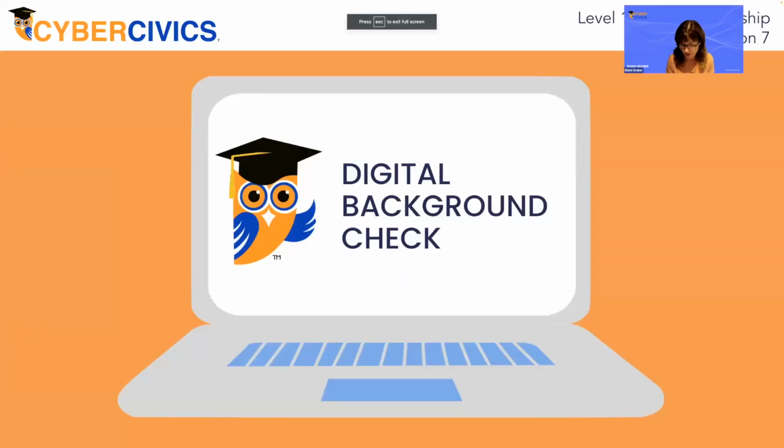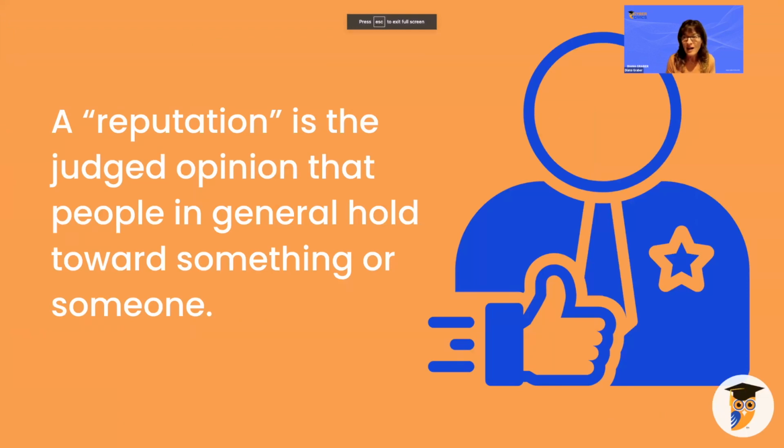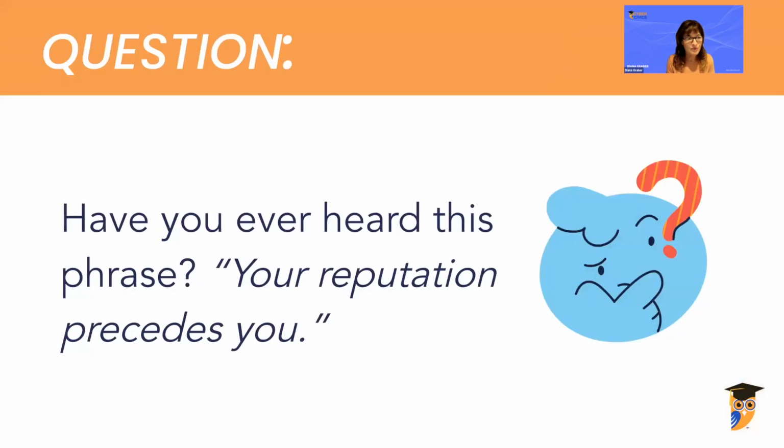Okay, so there's the opening slide. A reputation is the judged opinion that people in general hold towards something or someone. Have you ever heard this phrase, your reputation precedes you? So it's pretty typical that our lessons start with a discussion question because we want to engage the kids. We want to hear what they're dealing with in the digital world. We want to hear their ideas, where they are, so you can kind of assess them as you move forward through the lesson.